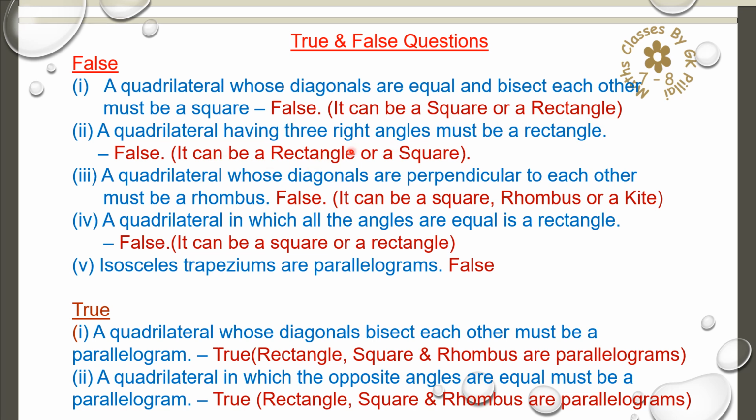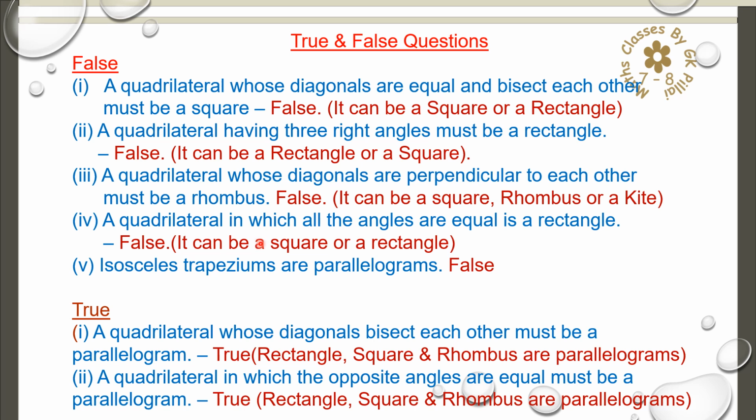A quadrilateral having 3 right angles must be a rectangle. False. It can be a rectangle or a square. 3 angles right angles mean the fourth angle will be naturally 90 degrees only. A quadrilateral whose diagonals are perpendicular to each other must be a rhombus. That is also false because it can be a square or a rhombus or even a kite.